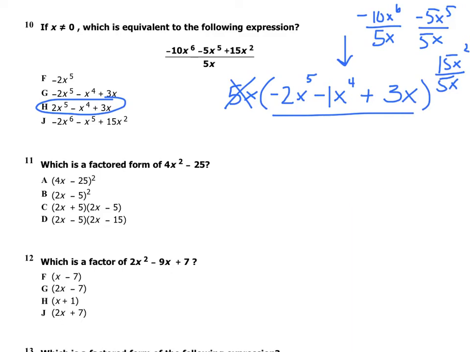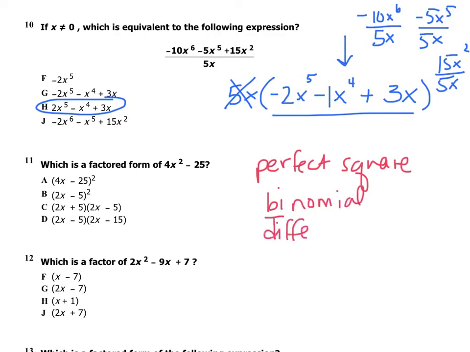Well, 4 and 25, they have something in common. They're both perfect squares. And I noticed that this is a binomial, not a trinomial. And I noticed that it's a difference. So it must be a difference of squares. And how to factor that? Well, we know it's going to be 2 binomials. The square root of 4x squared is 2x. So that's the first term in each one. The square root of 25 is 5. That's the second term in each one. One's a sum, one's a difference. Done with the problem.